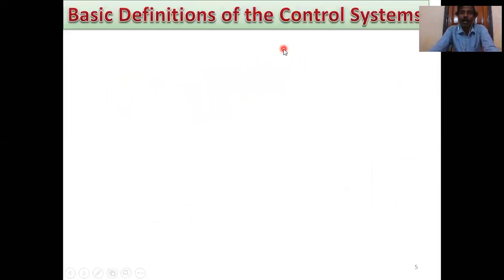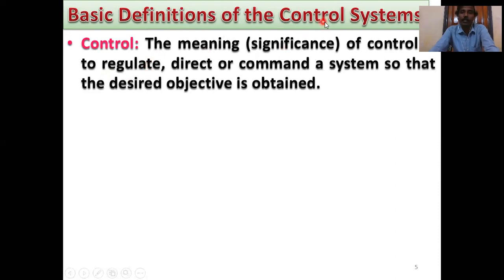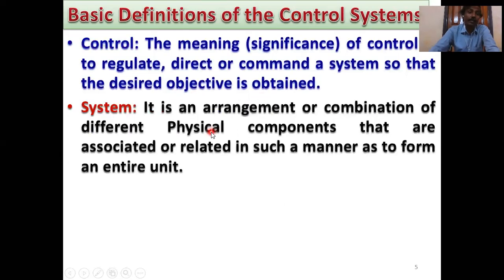Basic definitions of the control systems. What is control? Control system is control plus system. The meaning or significance of control is to regulate, direct, or command a system so that the desired objective is obtained. And what is system? It is an arrangement or combination of different physical components that are associated or related in such a manner as to form an entire unit.